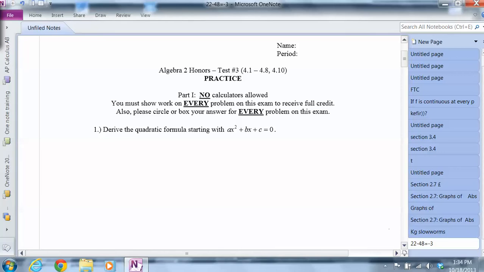So going from here, so going from 0 equals ax squared plus bx plus c to the actual quad form. So that's what we're going to do. I'm going to actually show you how that works. So we're going to start with standard form.